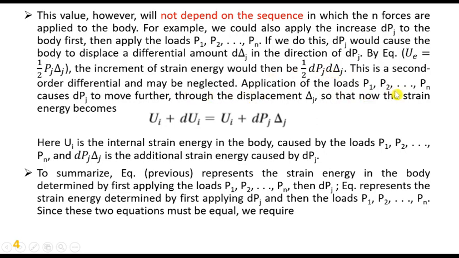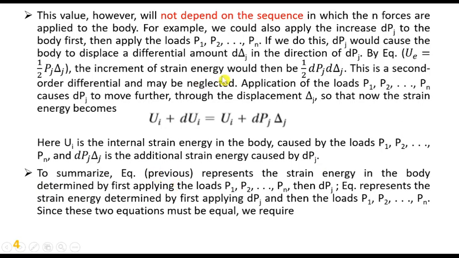Application of the loads P1, P2, Pn causes dPj to move further through the displacement delta j, so that now the strain energy becomes Ui plus dUi is equal to Ui plus dPj into delta j. Here Ui is the internal strain energy in the body caused by the loads P1, P2, Pn, and dPj delta j is the additional strain energy caused by this differential force dPj.